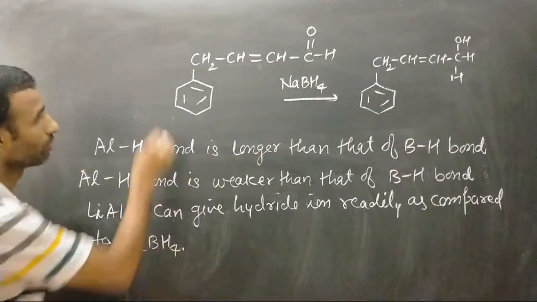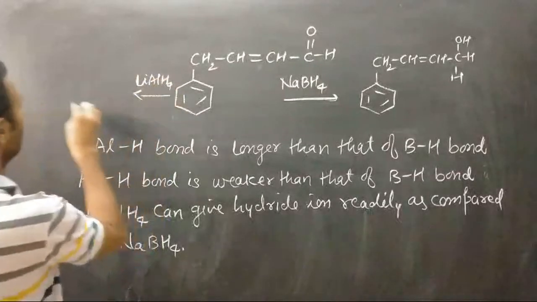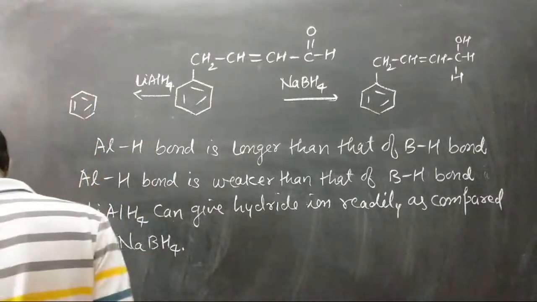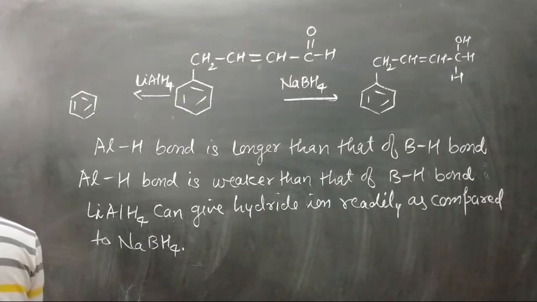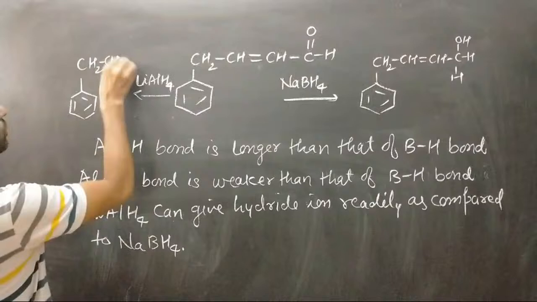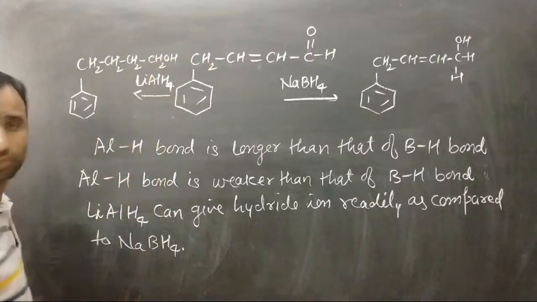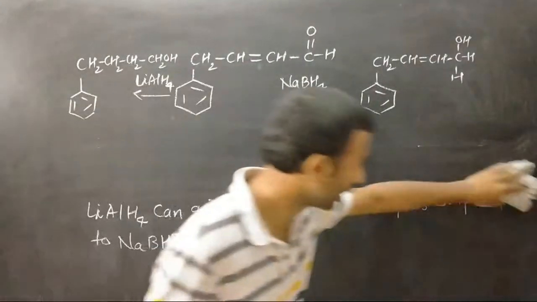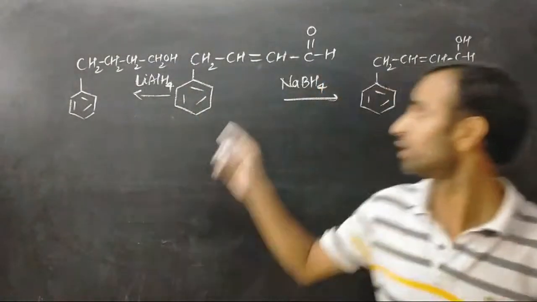the CHO group is reduced. But if we use lithium aluminum hydride, then, is it visible? Sorry, is it visible? Yes. So even the double bond is reduced, you can write CH2OH. So lithium aluminum hydride can reduce a double bond in conjugation with the CO group.